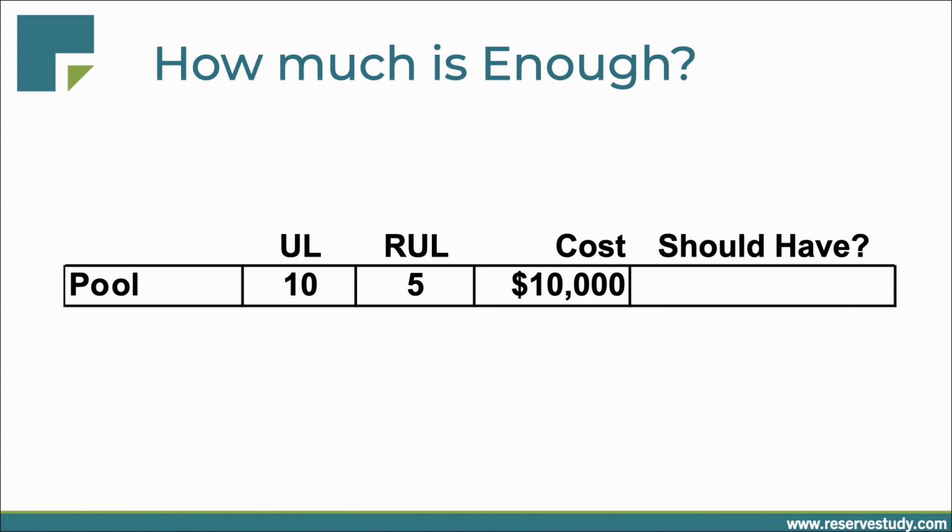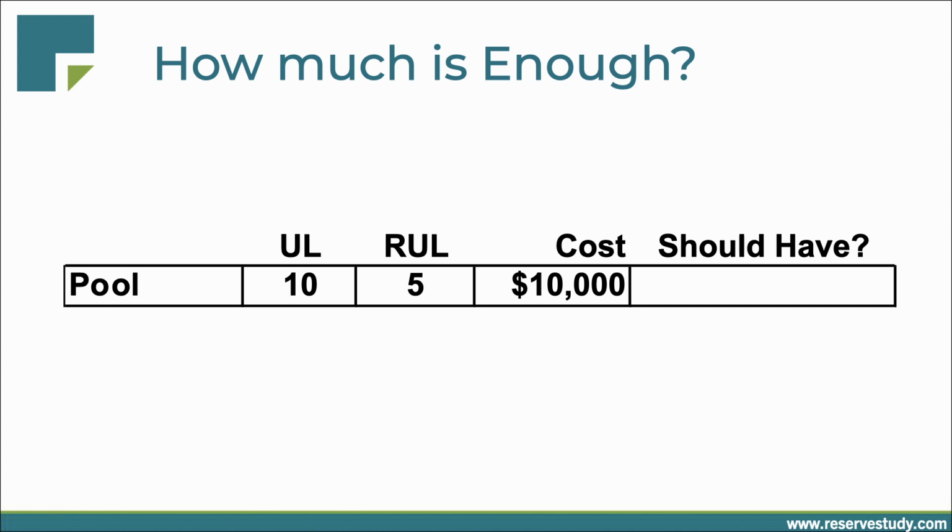Now let's talk about the pool resurfacing. This is a project that needs to be done about every 10 years, and it has 5 years of remaining useful life, so it's about halfway used up. You don't need $10,000 now because the expense is actually still a few years away. But you have a current cost estimate of $10,000, so it's halfway used up.